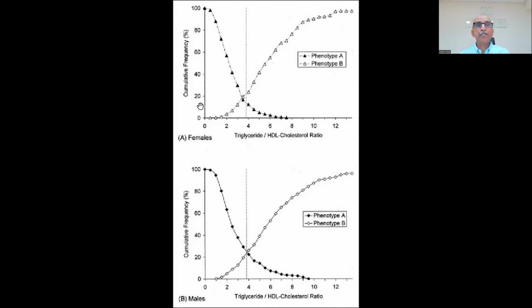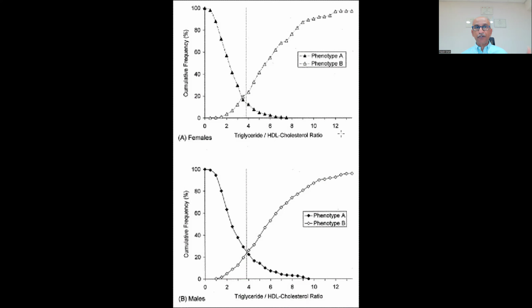On the y-axis, you have two sets of graphs here. One is for female, pretty much identical. There's not much difference here, but it tells subtle differences. The second one is for male, and the top one is for females. On the y-axis you see cumulative frequency, meaning probability of occurrence. And on the x-axis, you see the triglyceride over HDL ratio.